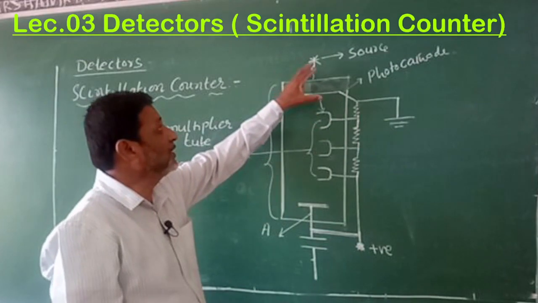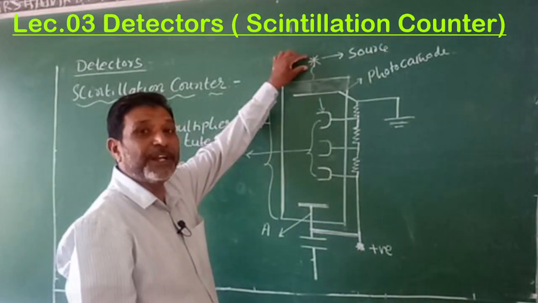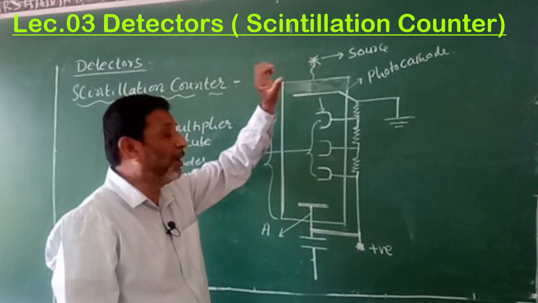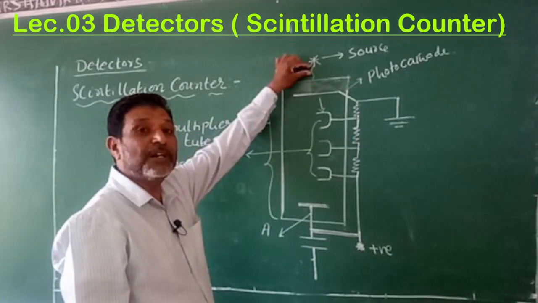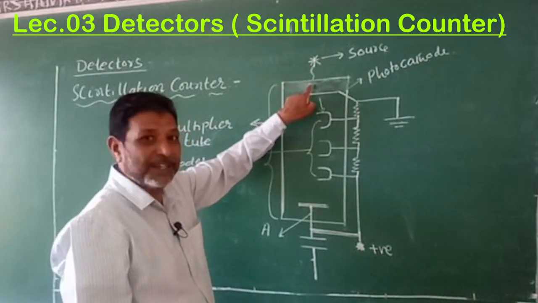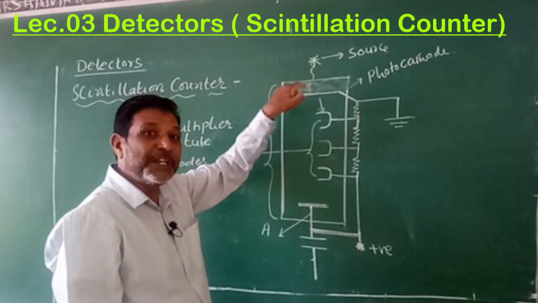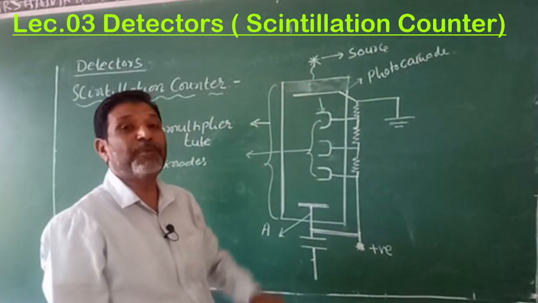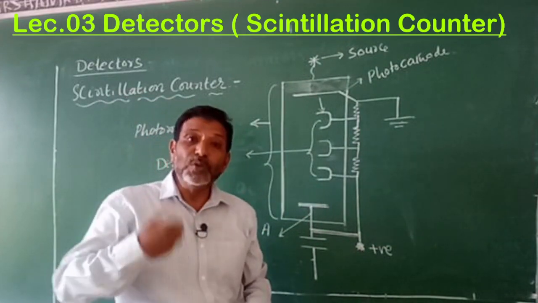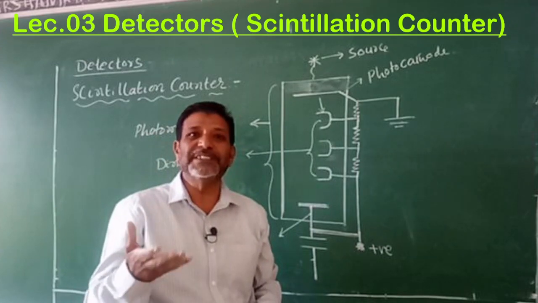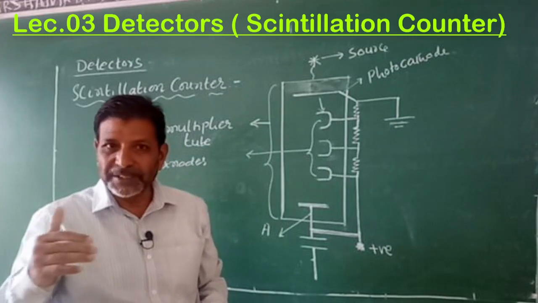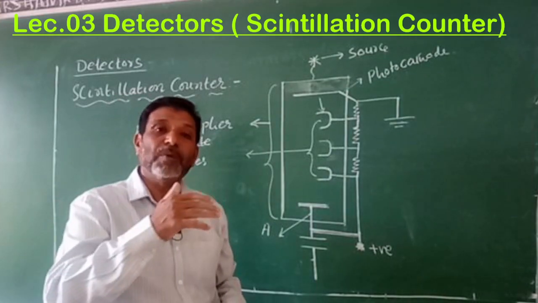Now let us consider this is a source of a radioactive material. It emits either alpha, beta or gamma. The particle which is emitted enters into this material. When it enters into the material, whatever the energy of the particle is, it loses its energy in the form of the photoelectric effect, Compton effect, or pair production.